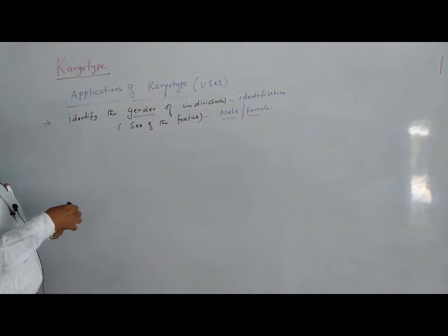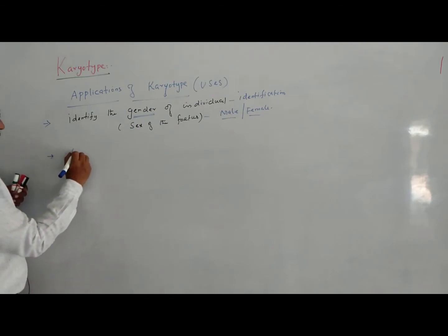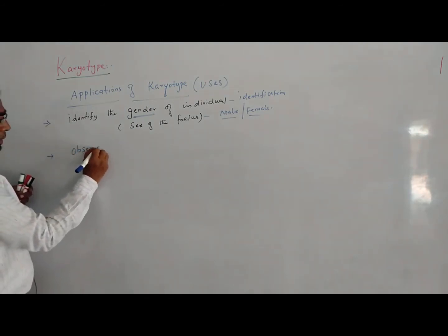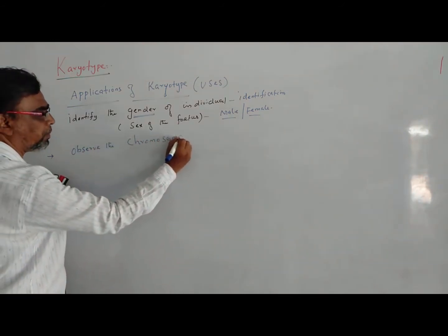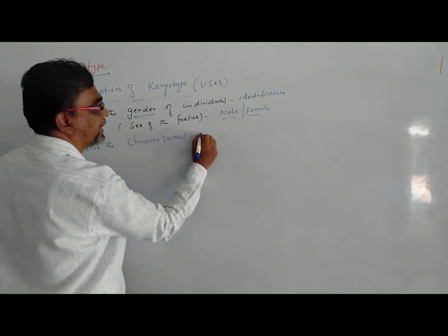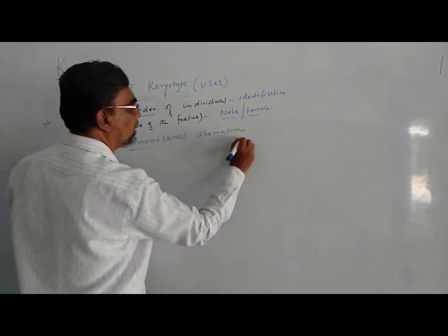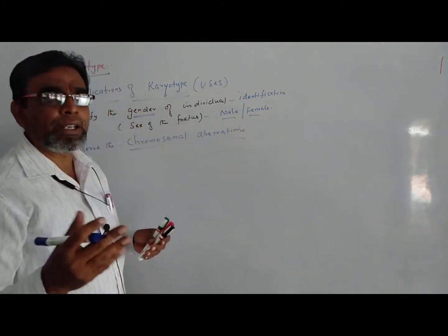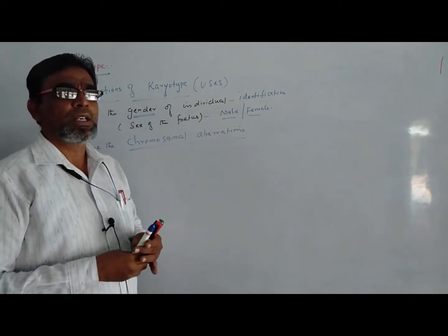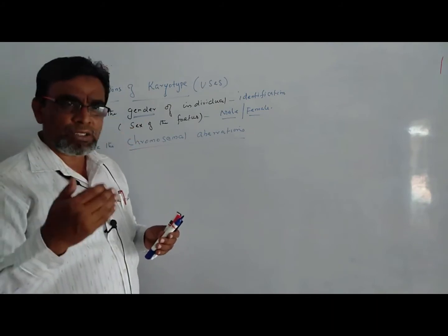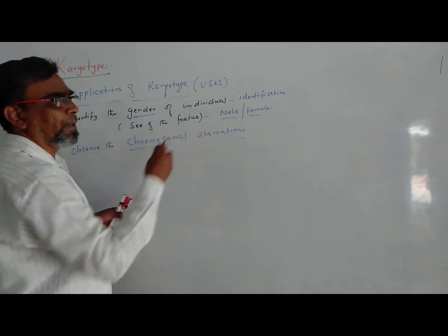The next use: we can observe chromosomal aberrations. What are chromosomal aberrations? Nothing but abnormalities of chromosomes. For example, each cell has 46 chromosomes. Sometimes the chromosomes may be fewer or in excess. This condition is called chromosomal aberrations.